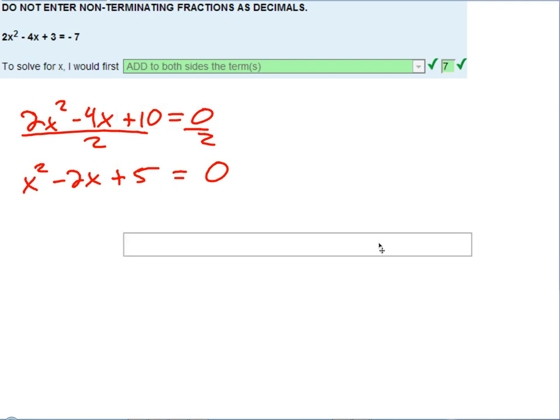Okay, so you mean if you started here, you're saying? Yeah. If you started there, then you would divide both sides by 2, because the first thing you'd want to do to make this problem easier is pare it down, trim it down.